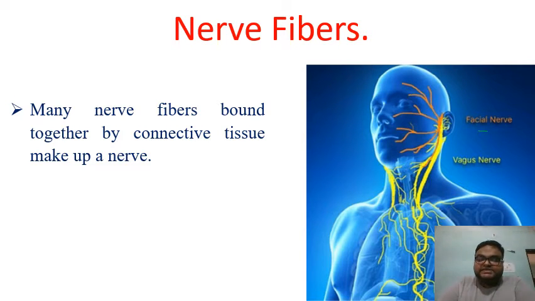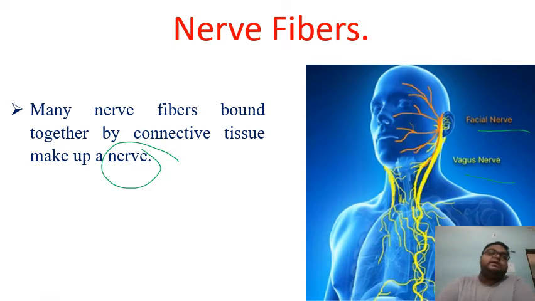See here, this is the facial nerve, this is the vagus nerve, right? So many of the nerve fibers are bound together by connective tissue. Which type of tissue is there? It is the connective tissue, and nerve fibers bound together with connective tissue form what? It makes up the nerve, right? It makes up the nerve. Very good, students.